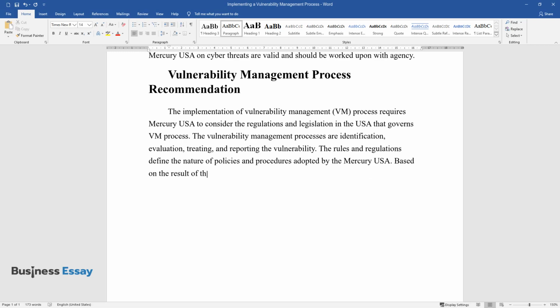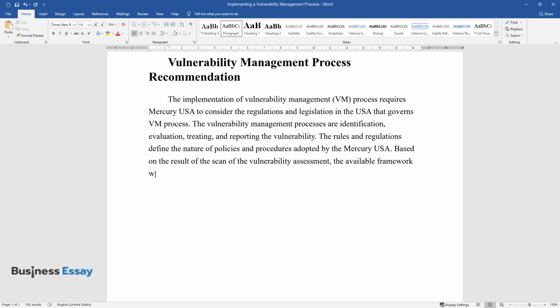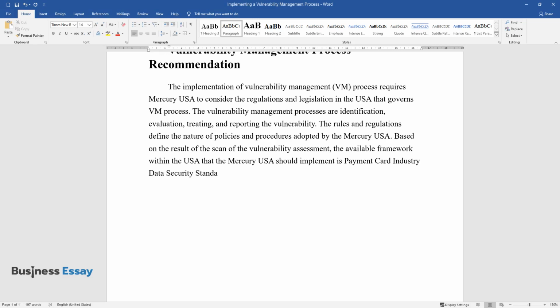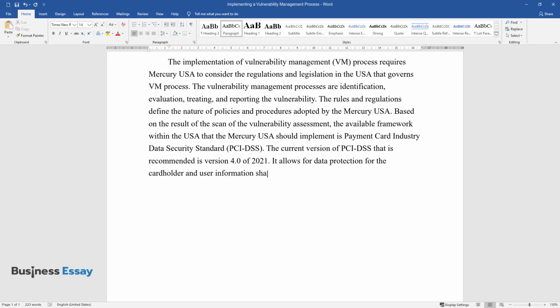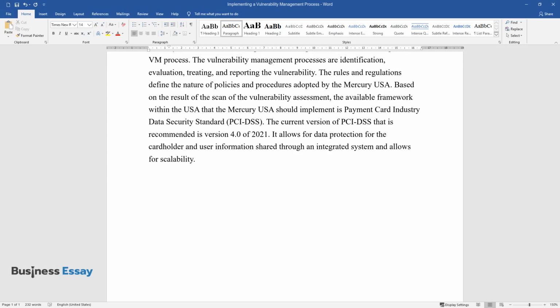Based on the result of the scan of the vulnerability assessment, the available framework within the USA that the Wannacry USA should implement is the Payment Card Industry Data Security Standard, PCI DSS. The current version of PCI DSS that is recommended is version 4.0 of 2021. It allows for data protection for the cardholder and user information shared through an integrated system and allows for scalability.